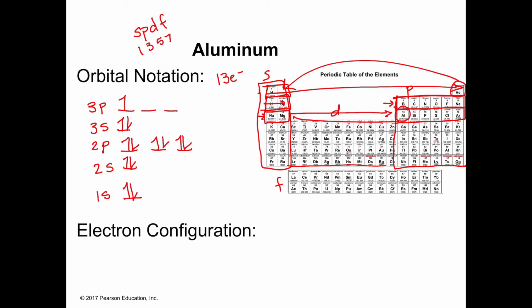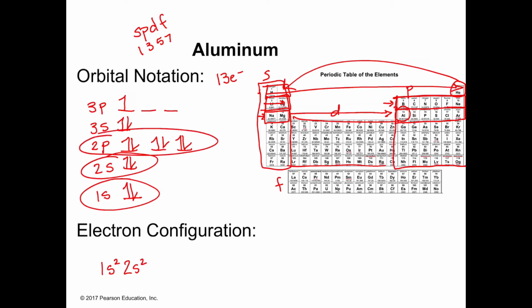And the way that we do the electron configuration is we're still going to write out the order of the orbitals, but instead of drawing all of these lines and arrows, we're going to use superscripts to say how many electrons are in each one of those orbitals. So in the 1s, there are 2 electrons. In the 2s, there are 2 electrons. In the 2p, there are 6 electrons. In the 3s, there are 2 electrons, and in the 3p, there's 1. And that's much easier and much faster.